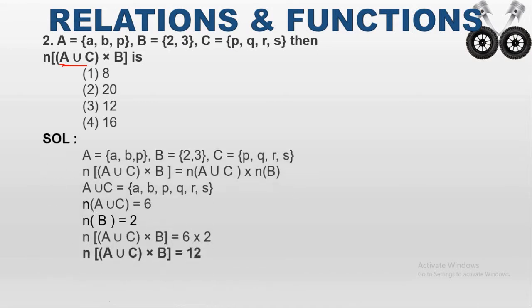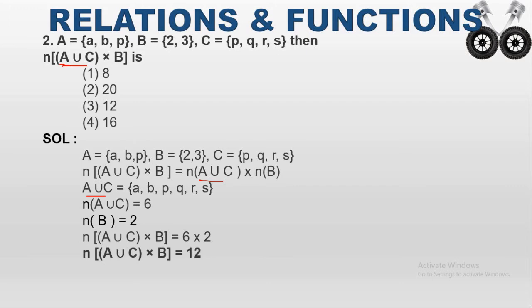So how can you solve? First you have to write whatever is given in the problem: A equal to, B equal to and C equal to. So n of A union C cross B can be written as n of A union C cross n of B. So first you have to find A union C. What is meant by A union C? A union C means whatever elements are presented in A and C, you write them as it is. If any element is repeated, you write it only one time.